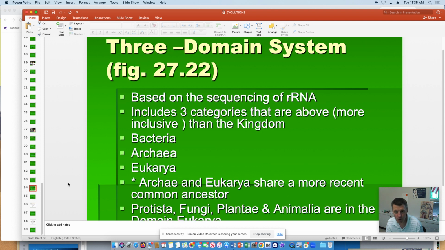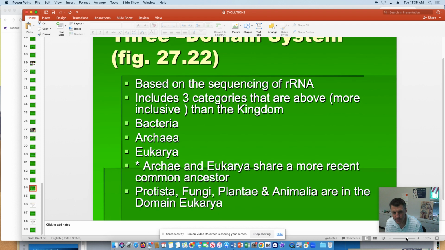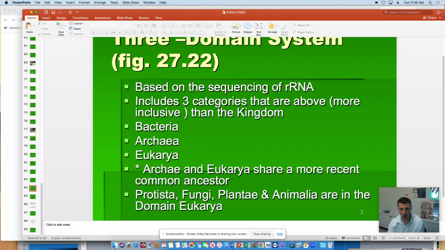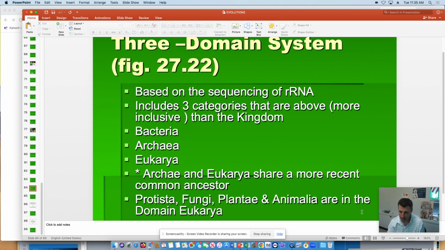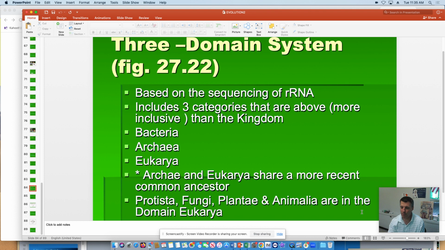Okay, then we have something called the three-domain system. And the three-domain system is based on the sequencing of ribosomal RNA. So you might think to yourself, well, that sounds like it's probably a bit more technical and maybe a bit more accurate, and you would be correct on that. So this is a way of classifying things that takes into account knowledge that we've only had for the past few decades. So it's based on their ribosomal RNA sequence.